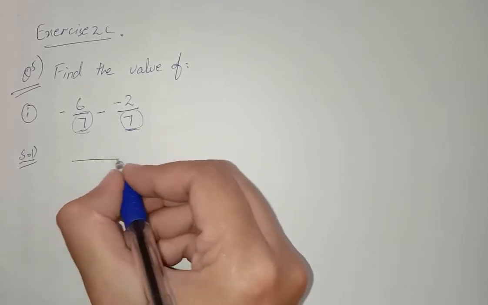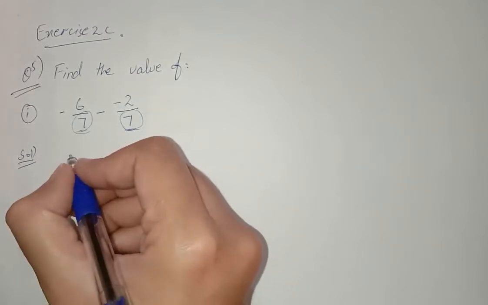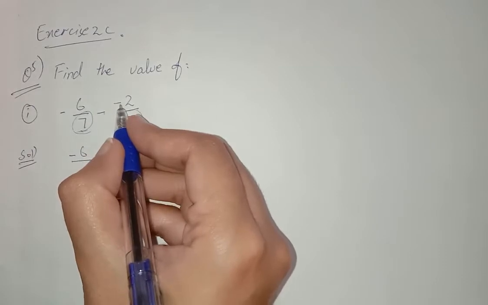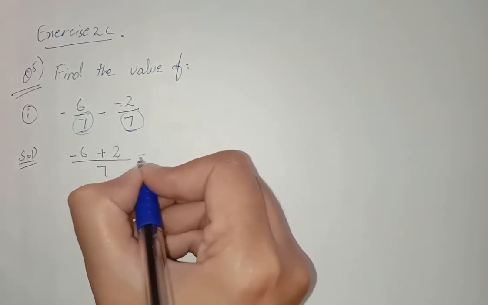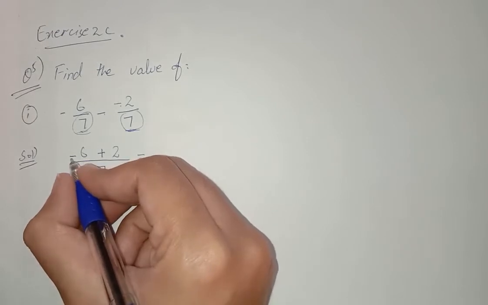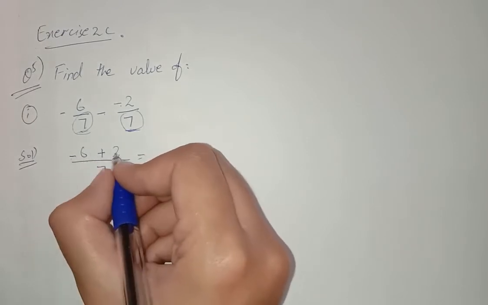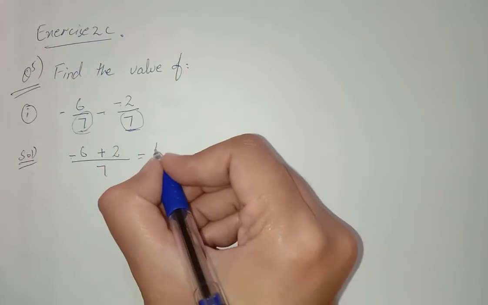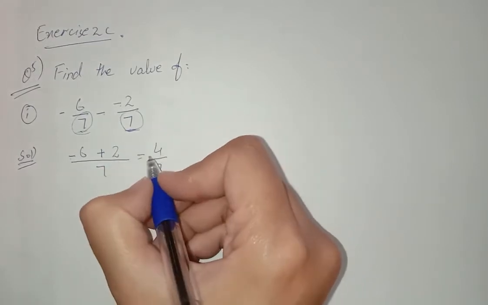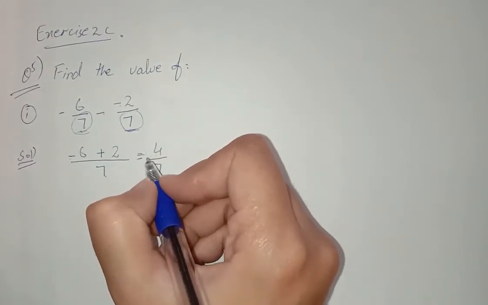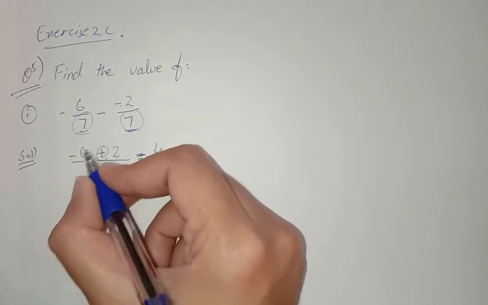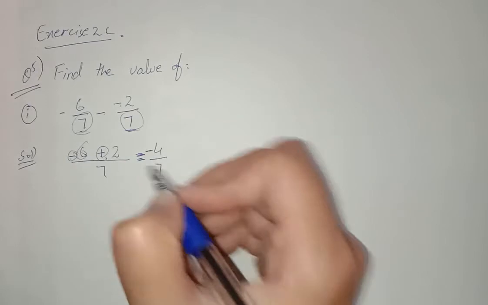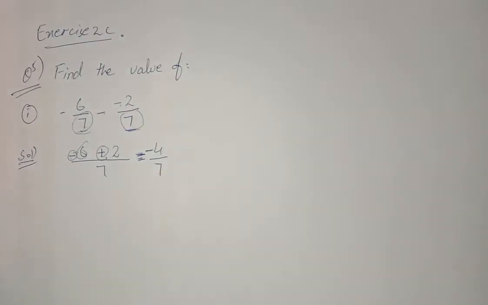also the same, so we can take them as common, and -6 plus minus is changed into plus, and 2 plus minus is minus. So we can subtract 2 from 6. The answer is 4 by 7. The sign of the bigger value comes with 4. So 2 has a positive sign and 6 has a negative sign, so a negative sign comes with 4.